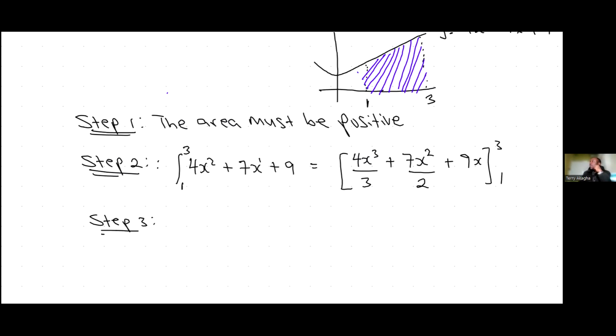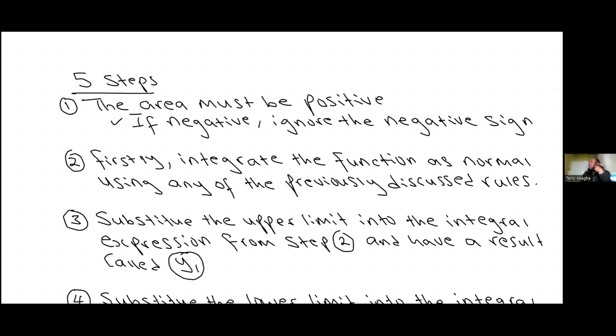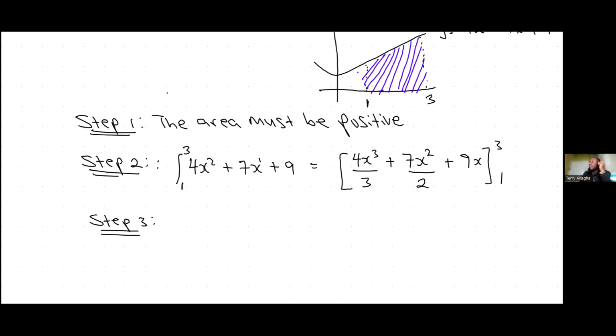Step 3. So step 3, we're told now to substitute the upper limit into the integral expression from step 2, and we're going to have a result. We'll call it y1. So the upper limit is 3. So basically, anywhere you see x, you substitute 3. So it's going to become 4 into bracket 3 cubed over 3, plus 7, 3 squared over 2 plus 9, 3. And what would this give you? When you press your calculator, I think it's around 189 divided by 2.